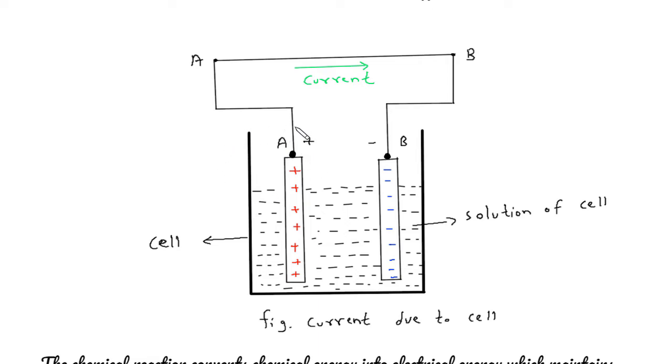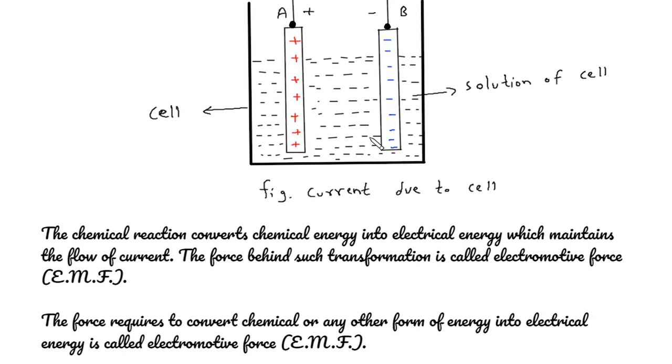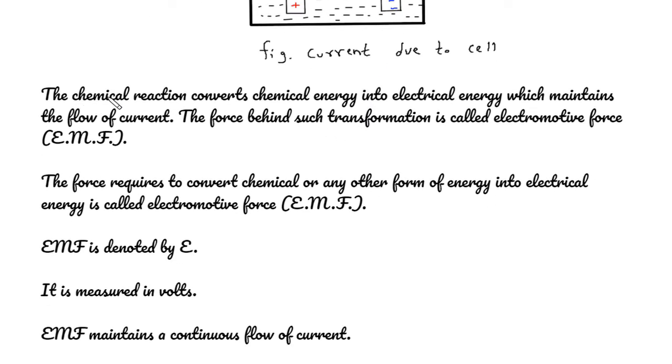Here we can see this is a current due to a cell. This cell converts chemical energy into electrical energy. It has 2 electrodes, one positive and one negative. Current will flow from positive to negative terminal. The chemical reaction converts chemical energy into electrical energy, which maintains the flow of current.